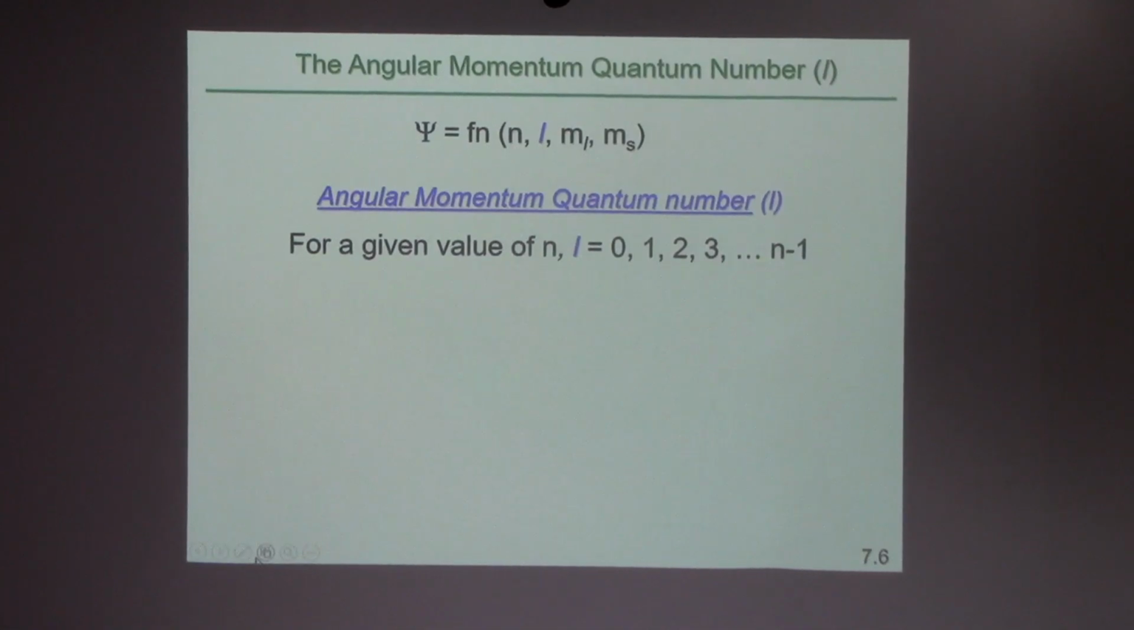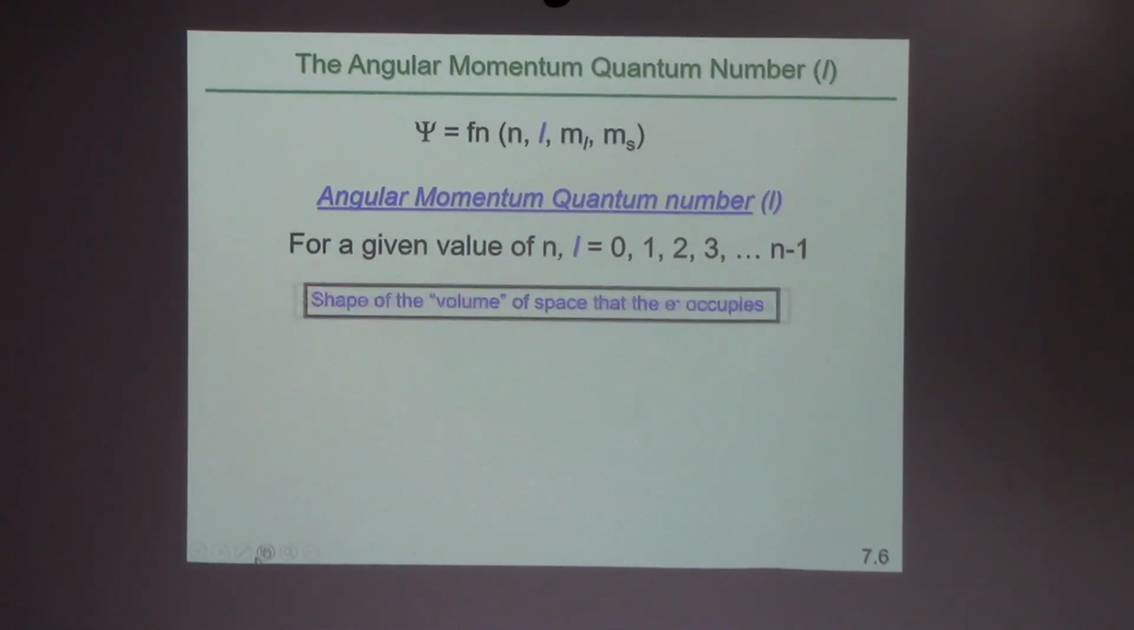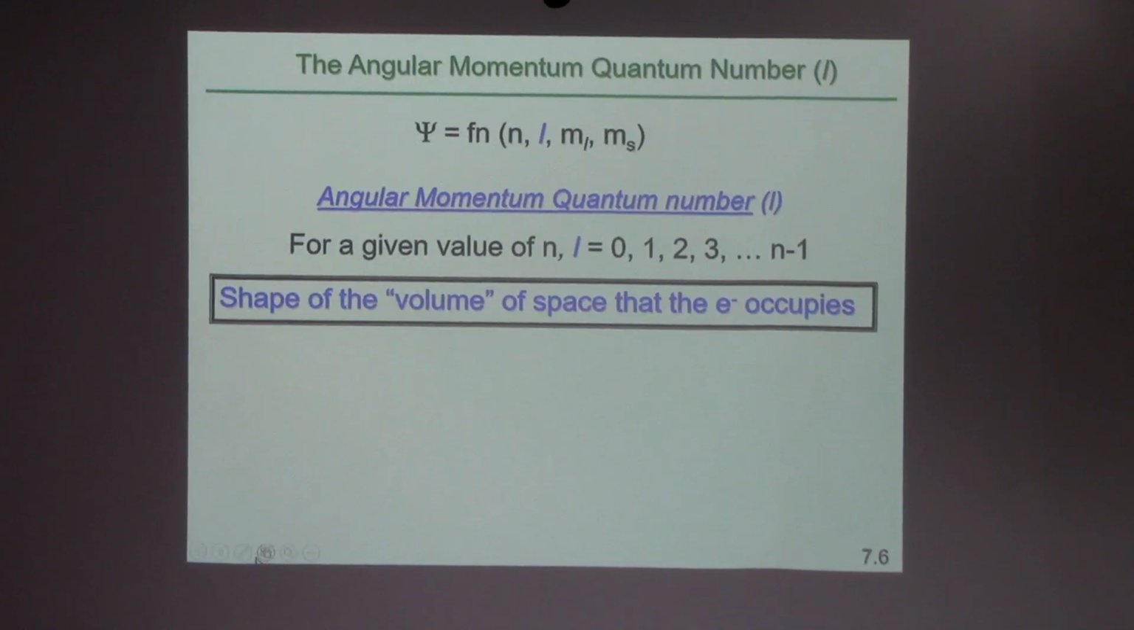Now let's take a look at l, the angular momentum quantum number. For a given value of n, l equals 0, 1, 2, 3, all the way to n minus 1. So the value of l depends on the value of n. It tells us the shape of the volume of space that the electron occupies. If n equals 1, l equals 0. If n equals 2, l equals 0 or 1. If n equals 3, l equals 0, 1, or 2. If n equals 4, l equals what? 0, 1, 2, or 3.